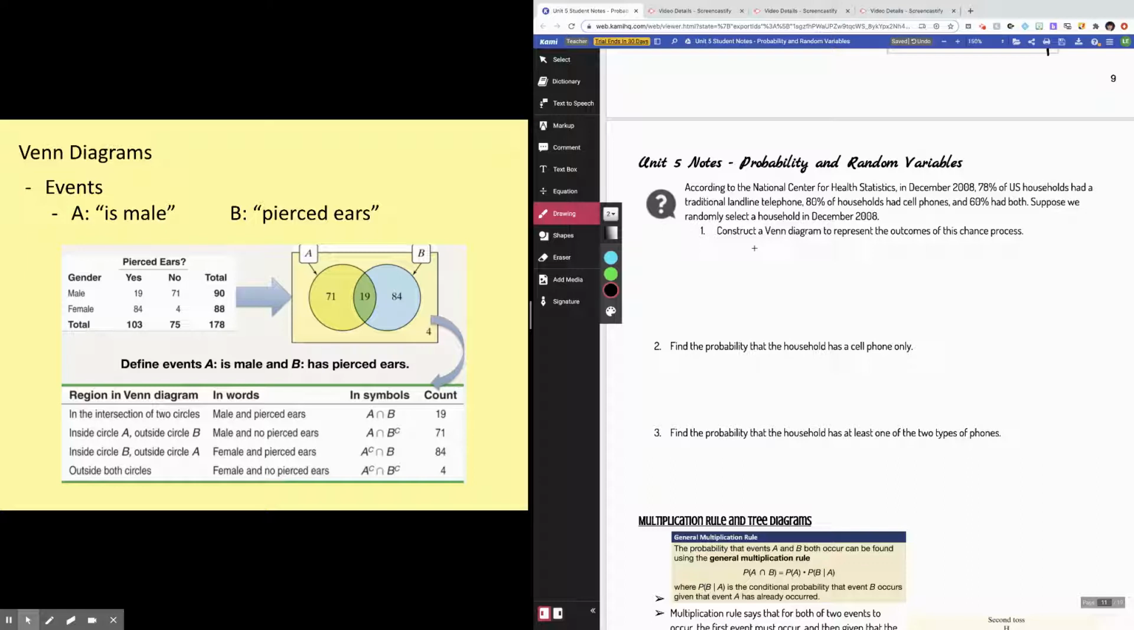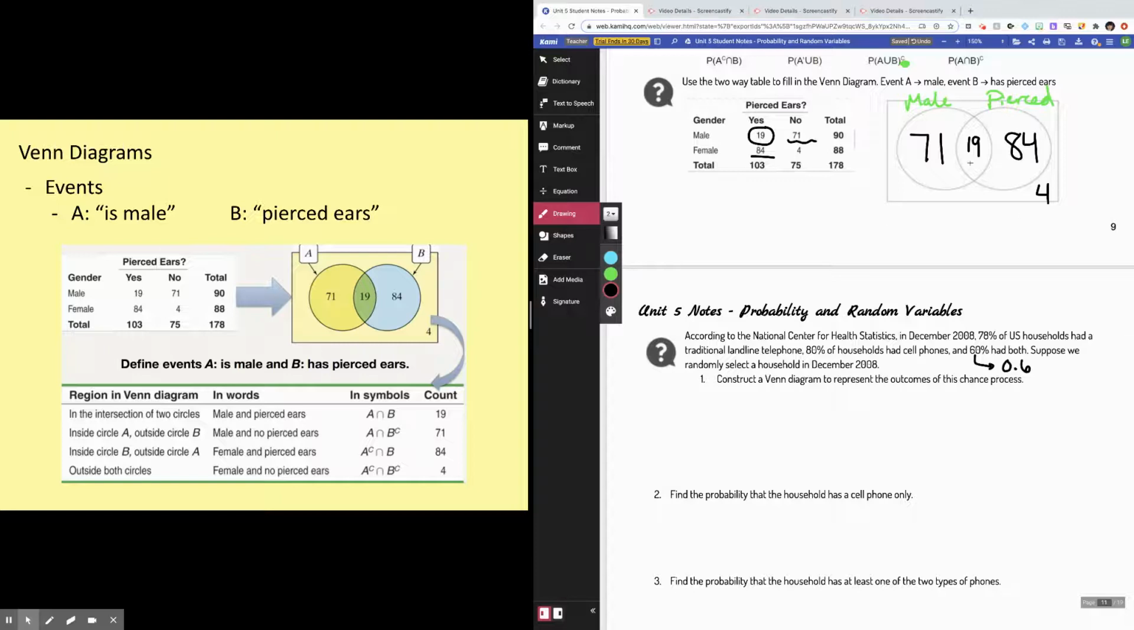This one deals with probabilities rather than counts, but it's exactly the same idea. Okay, so here we want to construct a Venn diagram for landlines versus cell phones, right? So those are your two categories. You can fill them in with probabilities rather than counts. So, for example, this 60% that have both would be like 0.6. That would be the number that would be here in the middle where this 19 is with the counts, okay?